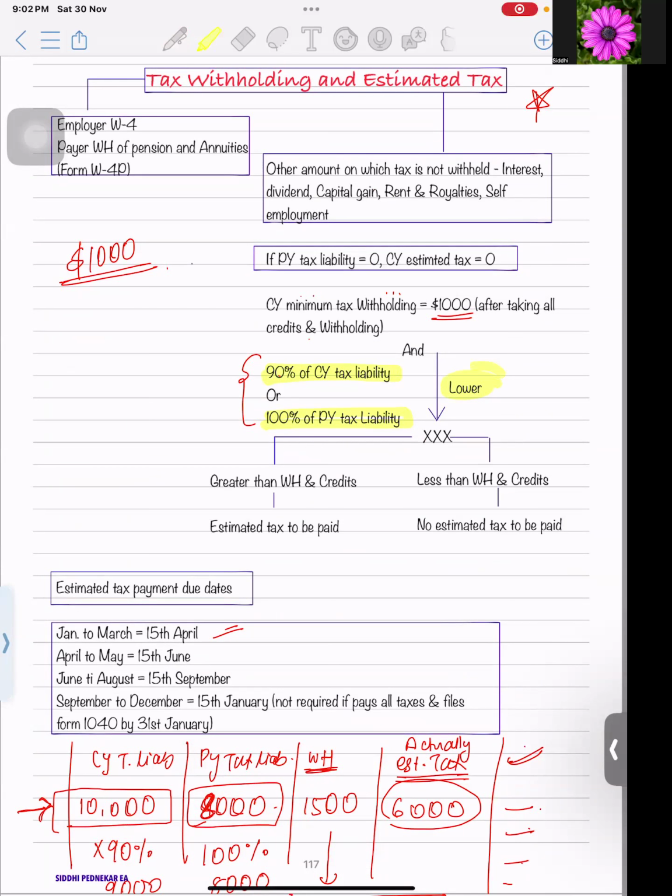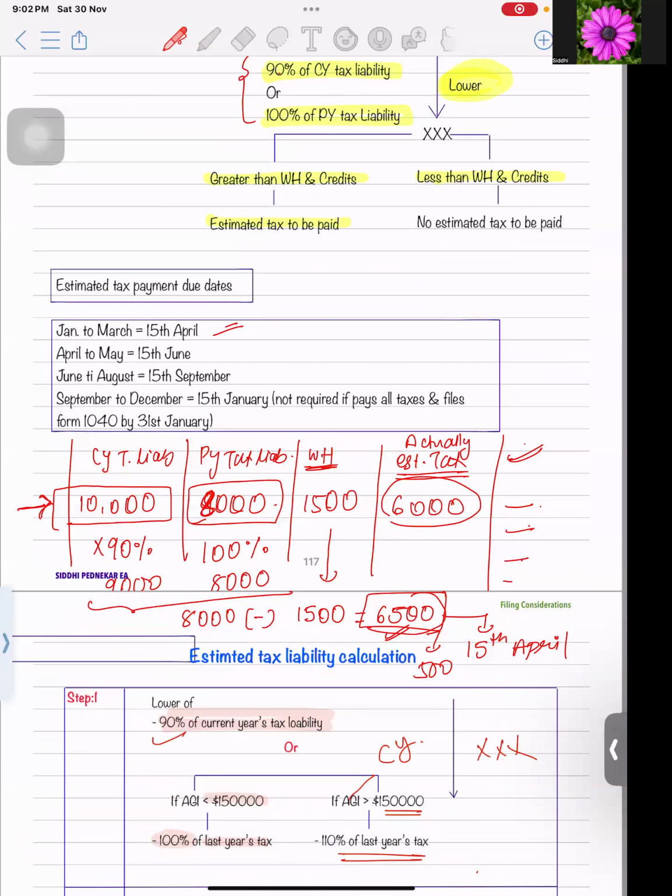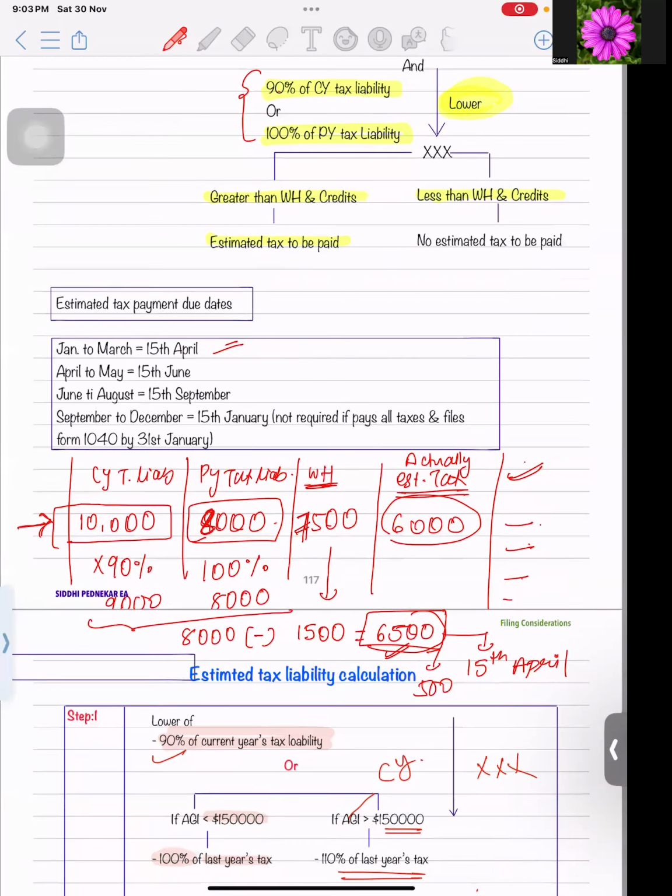See, whichever is lower, you will compare it. If it is greater than the withholding and credits, then you need to pay estimated tax. If it is less than withholding and credits, let's say the withholding is already done for 7,500, it is already over-withheld. Then you don't have to pay any estimated tax over and above this. Okay. Clear, guys? So what are the due dates for paying the estimated tax?